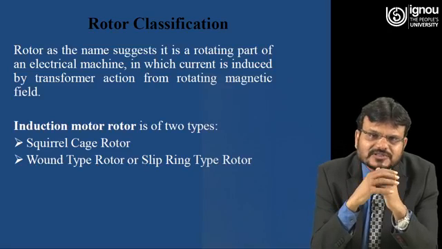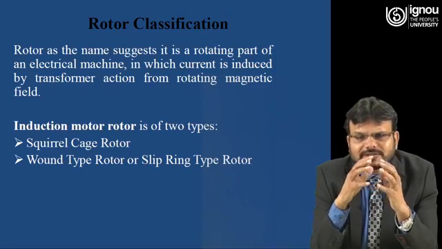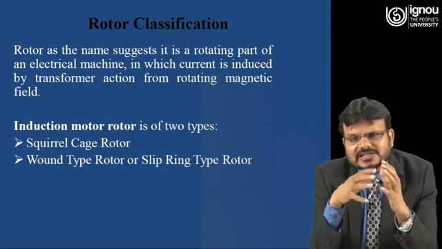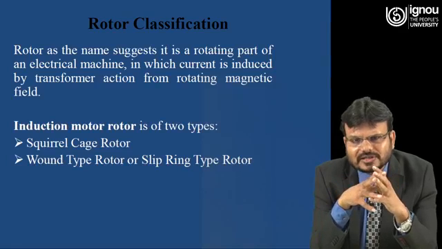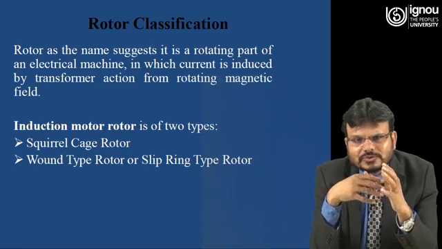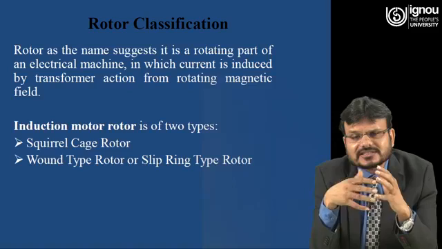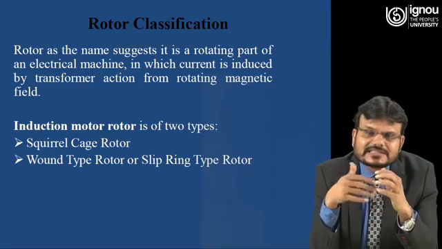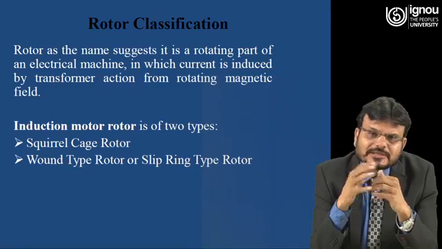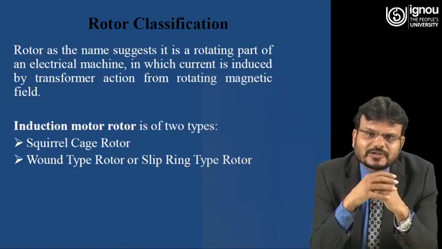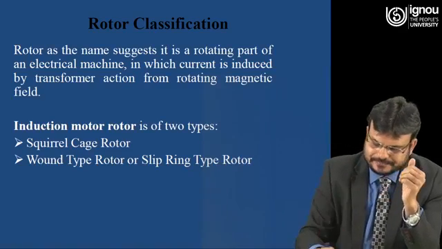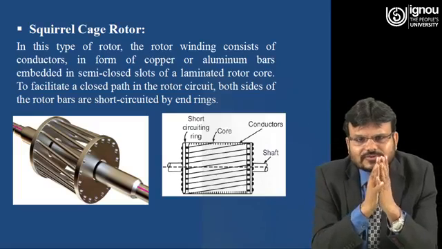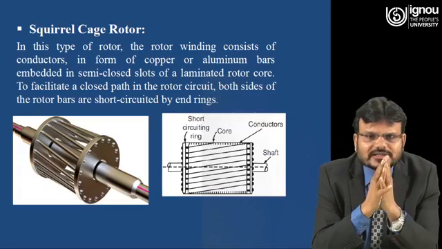And what is the function of this slip ring? By the slip ring you can insert the external resistance in the rotor. If you are able to insert the external resistance in the motor, you can increase the starting torque. At the same time you can also control the speed of the three-phase induction motor. So first of all we are going to discuss the squirrel cage rotor.